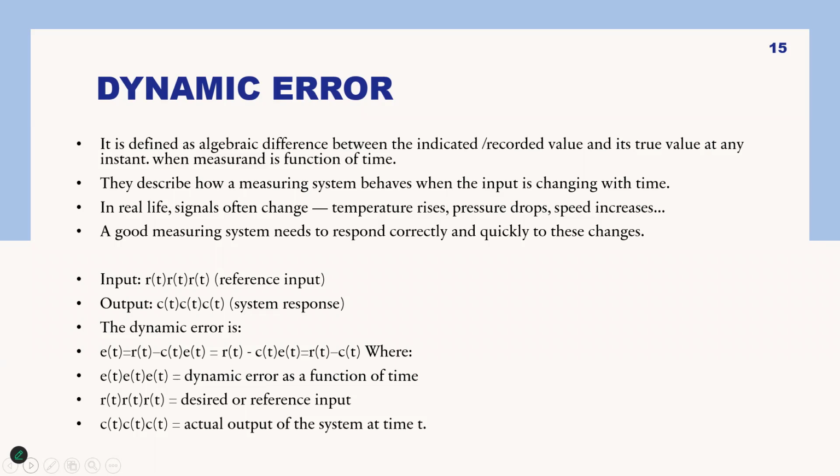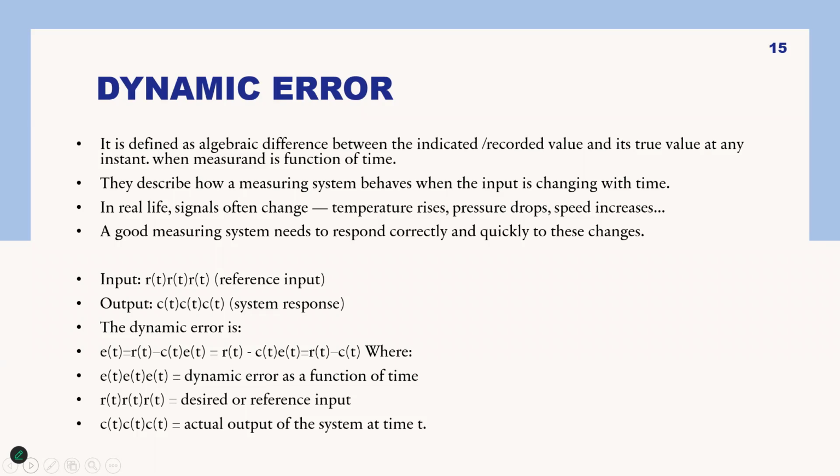They describe how a measuring system behaves when the input is changing with time. A good measuring system needs to respond correctly and quickly to these changes. So error simply means the difference between the indicated value and its true value with respect to time.